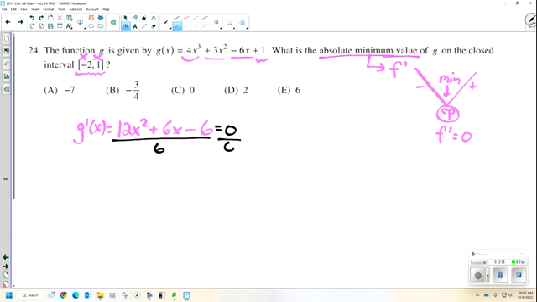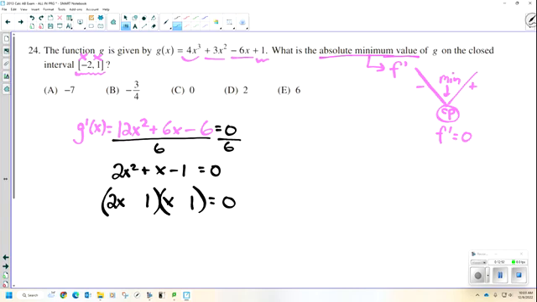So I'm going to divide a 6 out of everything. So I end up with 2x squared plus x minus 1 equals 0. And if I factor this, I could do slip and slide, but I'm just going to do a guess and check here. I should end up with 2x times x, and this has to be a 1 times 1 plus minus. There you go.